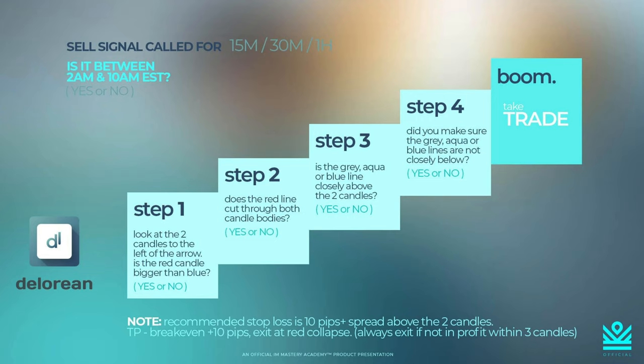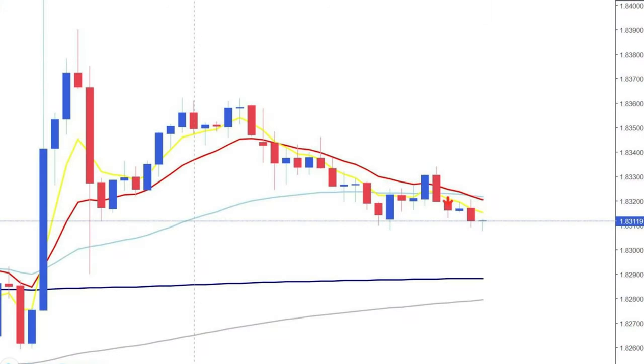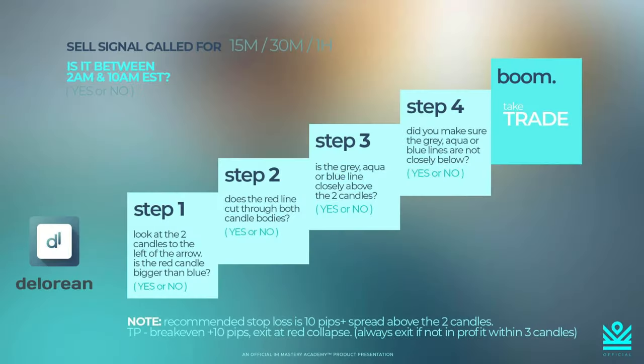So it says, step one, look at the two candles to the left of the arrow. Is the red candle bigger than the blue? Okay, moving over now. I'm going to look at the two candles to the left of the arrow. Is the red candle bigger than the blue? Well, I see the big red candle and I see the blue candle. I notice the red one's bigger than the blue, so I'll say yes. The red is bigger than the blue. Let me move on to step two.